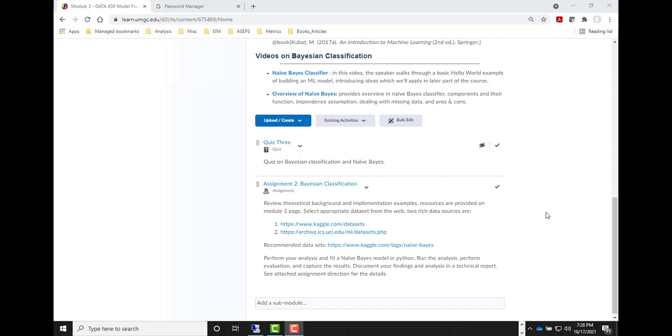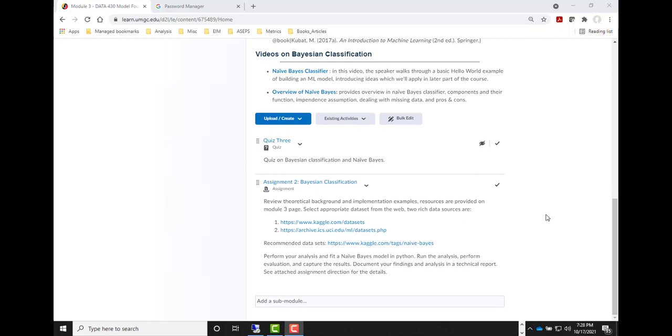Then, similar to what you did in the last module, you will select the data and the recommendation. This is assignment 2, on Bayesian classification. You would select the data set that you like from the recommended list, or you can use a preferred data set if you have one. Then you would fit a Naive Bayes model using Python, run the analysis, perform evaluation, and write a report summarizing your findings.